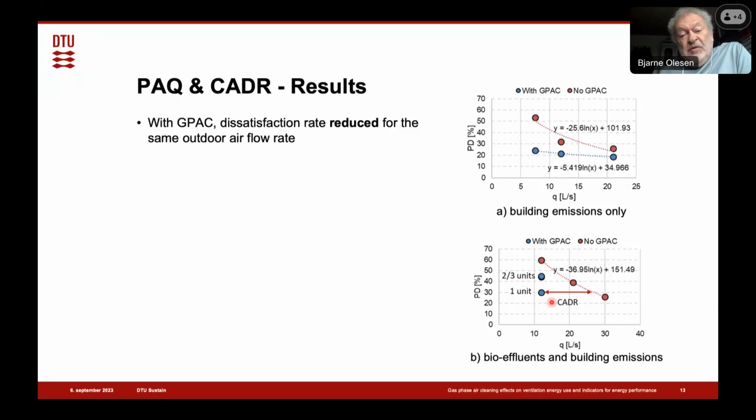At the moment, we are working on a standard test method, a standard for how to establish clean air delivery rate. And we will probably say you have to establish it based on 20-30% dissatisfied, because that's the normal level we are working at in buildings.